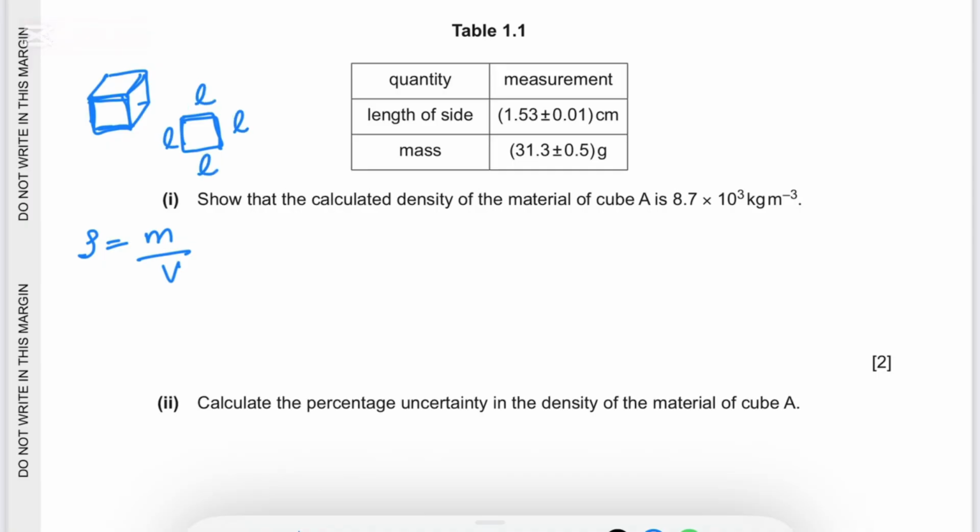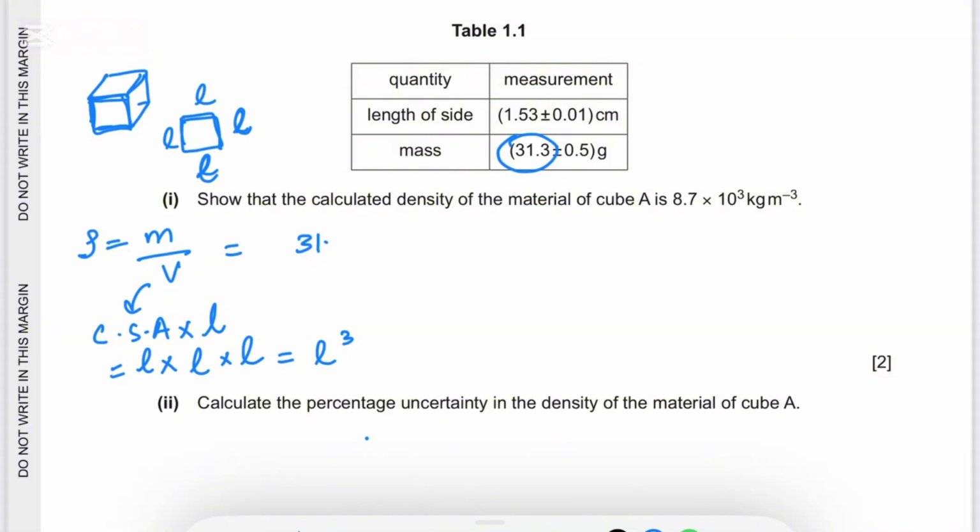Therefore, volume is equal to cross-sectional area multiplied by the length. Cross-sectional area would be the base times the height, so that's L times L, and then the length is also the same in a cube. So the volume of a cube is its length cubed. Therefore, the density would be mass over length cubed, where you need to have these in standard units. So 31.3 grams would be converted into kilograms, and the length would be converted from centimeters to meters, and then you'd cube that to get your answer.